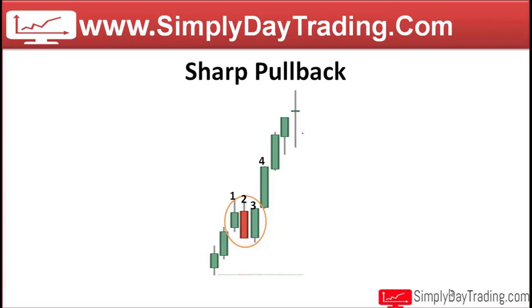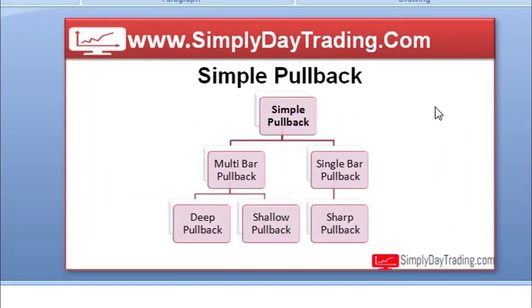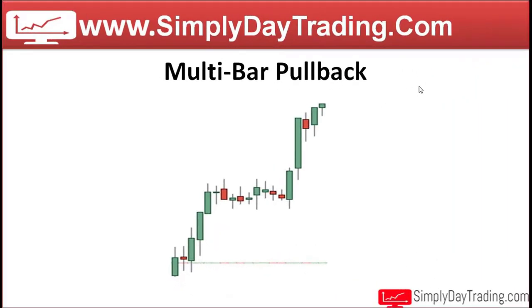Now we have studied both types of single bar pullbacks. Let's move to multi-bar pullback. I will take you back to slide number 10 for a quick recap. Now you can see we have studied single bar pullback. Now we will study multi-bar pullback, which are of two types, shallow and deep. Multi-bar pullbacks. It's very clear from the name itself. If the pullback consists of multiple bars, we call it a multi-bar pullback. It's encircled in the chart.